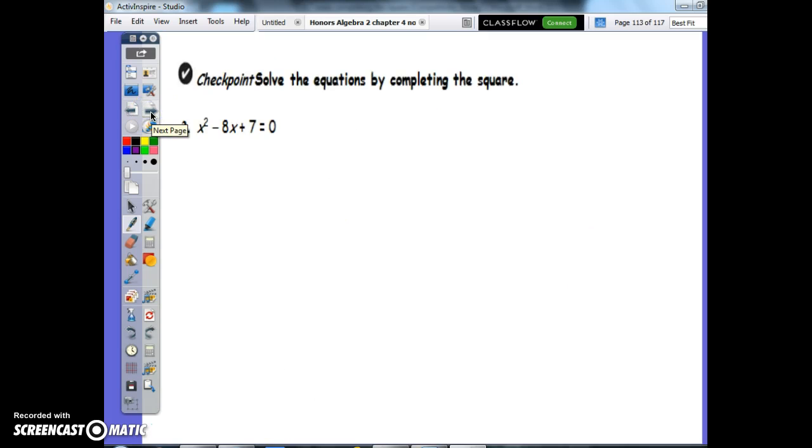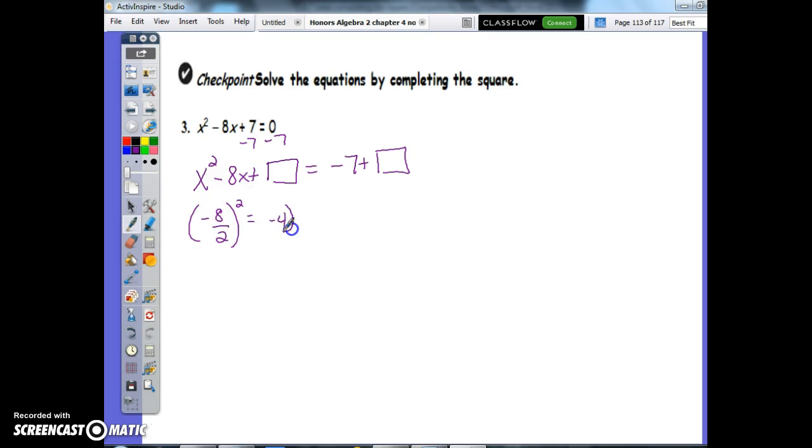Solve this by completing the square. So the lead coefficient, I checked, is 1. We're good. We don't have to divide by anything. We can subtract the 7. X squared minus 8x plus something equals my negative 7 plus something. So half my middle term, which would be negative 4, we're going to square it, and that's going to equal 16. Again, this 16 is going to go into the boxes. So that's going to give me x squared minus 8x plus 16 equals what?